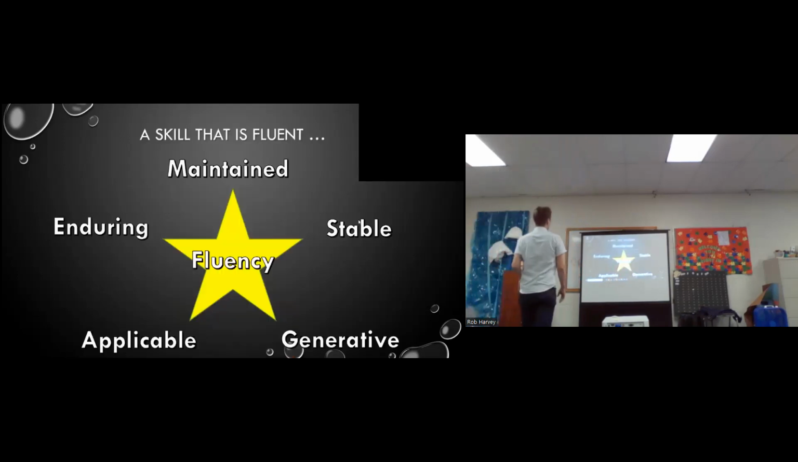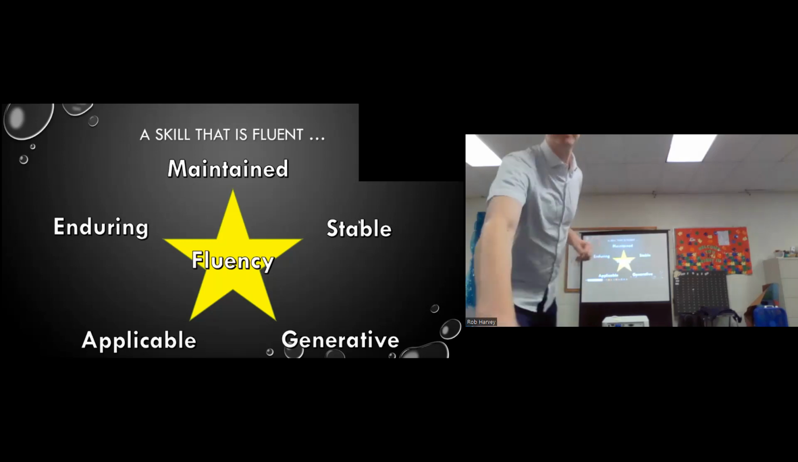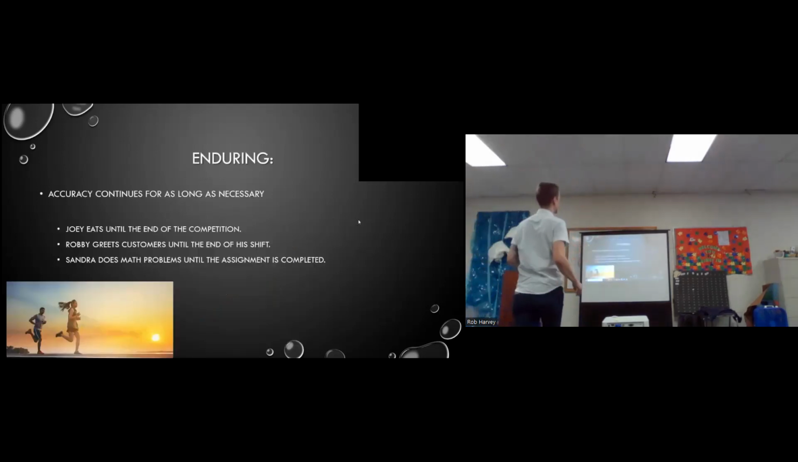So what is fluency? The general consensus, if you look at the literature, is that they define it by 5 areas, and you'll notice there is some overlap. They're not mutually exclusive. So these are the 5: maintain, stable, generative, applicable, enduring. What does that mean? Well, hold on, we're going to break down each one piece by piece. So let's start with enduring. The accuracy, and I purposely use the word accurate over and over and over again.